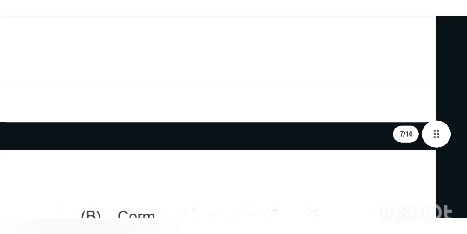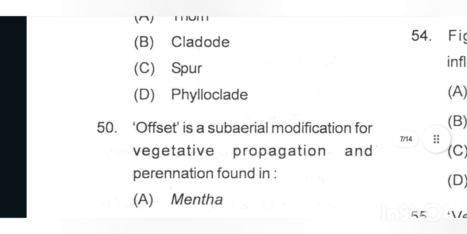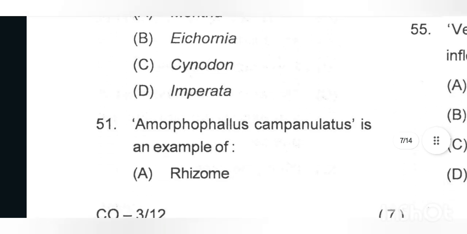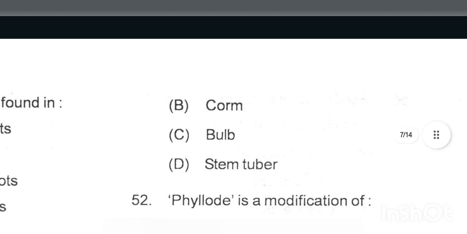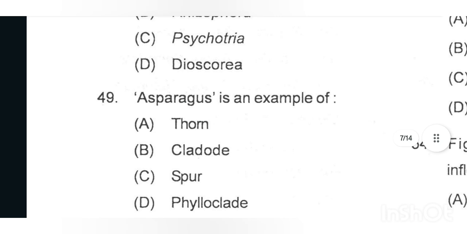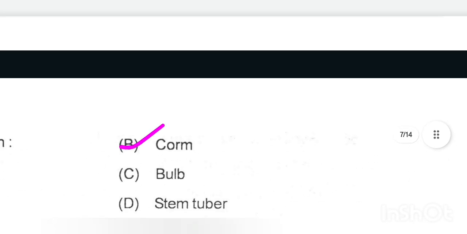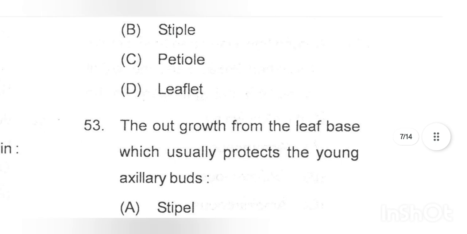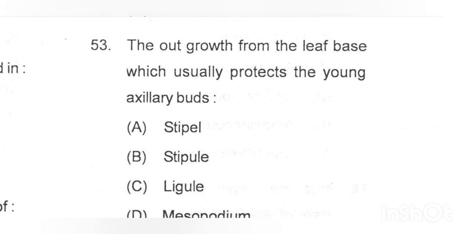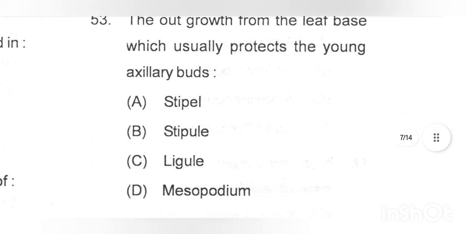Then question number 51, Amorphophallus campanulatus is an example of rhizome. No, it is an example of your corm. Option B is your right answer. Then question number 52, phylloid is a modification of your petiole and it is present in your Australian acacia. Then outgrowth from the leaf base which usually protects the young axillary buds. The answer is your stipule.